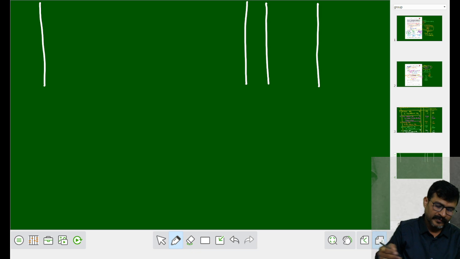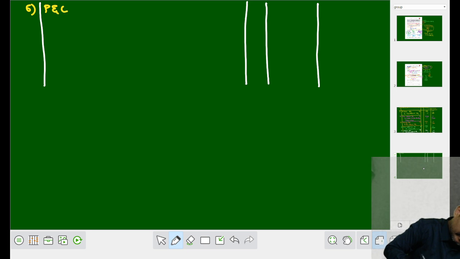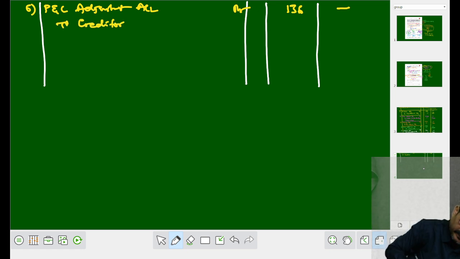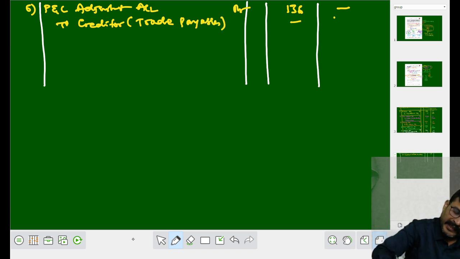Shall we write the entry number 6? That is P&L adjustment account debit 136 to supplier or to creditor. It is known as trade payables. Am I right? As rupees 100. The difference goes to where?